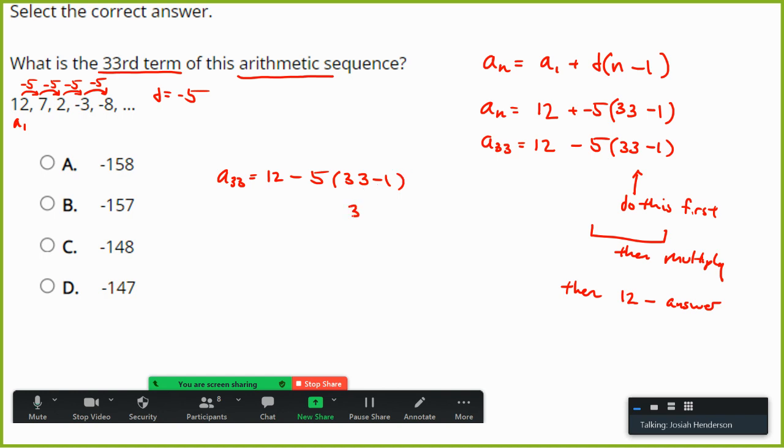33 minus 1, 32. 5 times 32, 160. Don't forget the last step is A1 minus that product. So 12 minus 160. Negative 148. That means the 33rd number is negative 148.